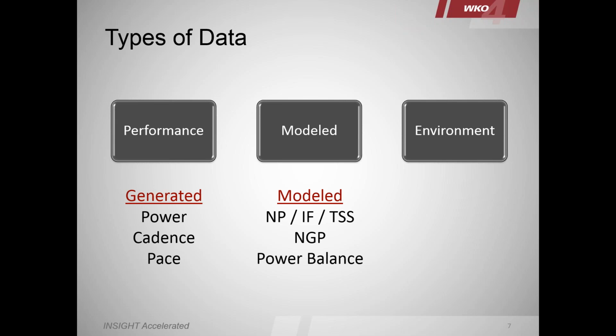We have modeled data that's driven by some construct, equation, or algorithm, something that's giving us an estimation or a modeled solution. So we have normalized power, intensity factor, TSS, and normalized graded pace for runners. Power balance, or left-right power, isn't exactly a measurement; it's being driven by an algorithm or a model. Certain devices, particularly one-legged devices, use that same approach, one pedaling crank arm devices. We also have environmental data, things like temperature, elevation, grade.